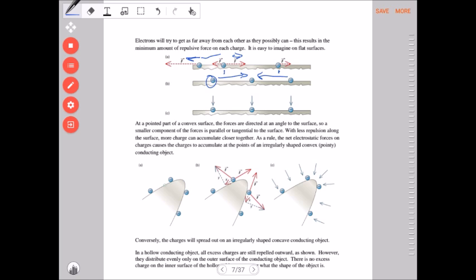So basically, because of this round pointy part, these two electrons are actually closer together than, say, those two. And that happens on pointy convex objects. Conversely, the charges will spread out on irregularly shaped concave objects. Concave, of course, is going the other way. So if we go straight, a negative charge might be there and there, but then they'll spread out more along the surface. So anyways, it's all good.